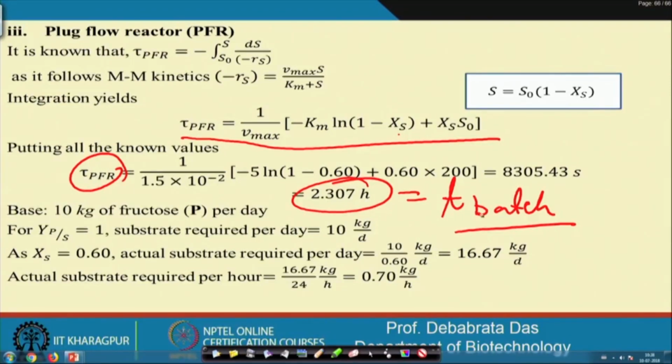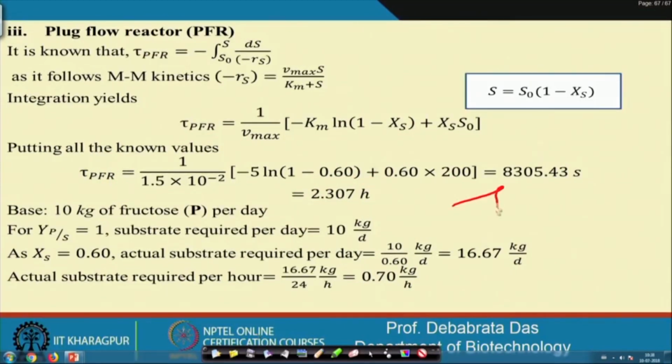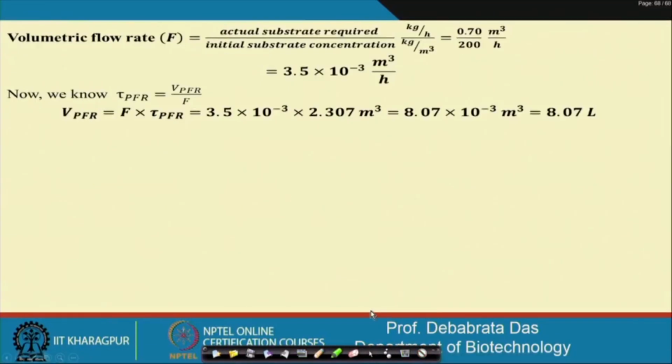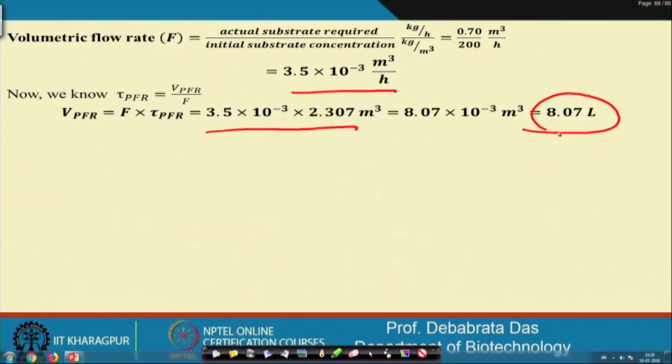But now when you consider the tau plug flow reactor, this is volume by flow rate. Am I right? This flow rate you have to find out. We have already shown how you can calculate the flow rate in the previous problem. The same flow rate you can put here, the same value that we calculated in case of CSTR, and you multiply it, and you will get the volume of the reactor in case of plug flow reactor.